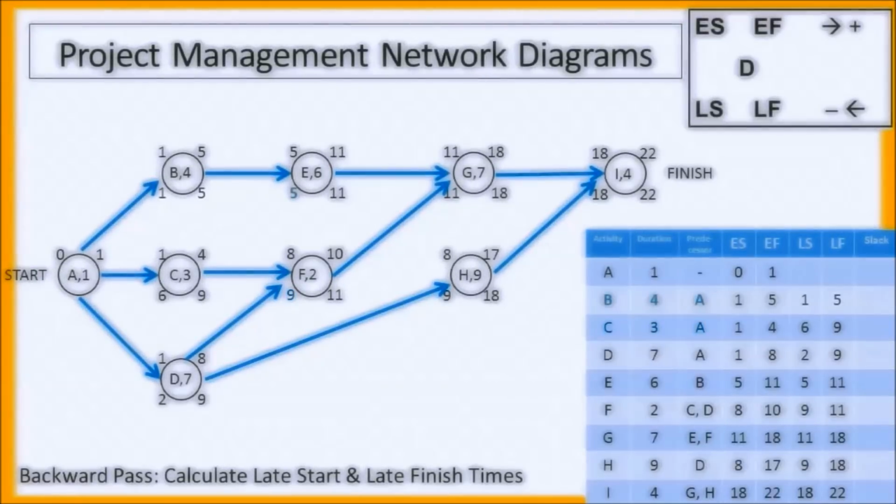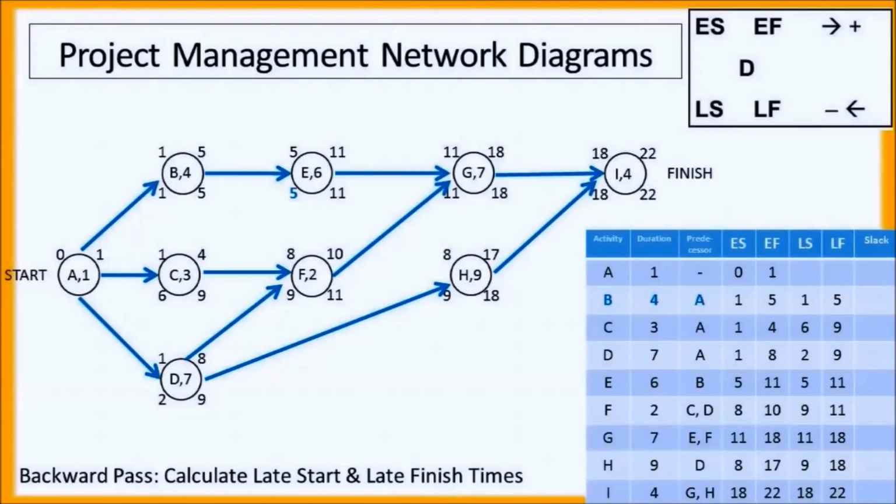Task B must be completed in time to start task E. Task E, the latest it can start is time 5, and so task B must be finished by time 5. 5 minus 4 is 1. 1 is then the late start time for task B.